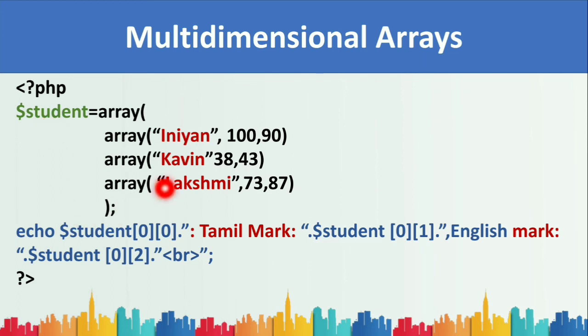So the complete array name is student. The array variable is student, and it is equal to array. We have to write the keyword. Inside the bracket we have 3 more arrays. So the outer one is 1 array. Inside that we have 3 arrays. So let's see what they are. Array Inian, 100, 90. These are the values of the first row, and the second row values are Kavin 38, 43, and the third row values are Lakshmi 73 and 87.